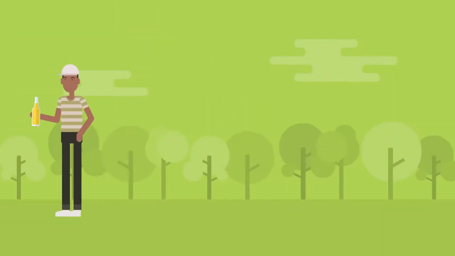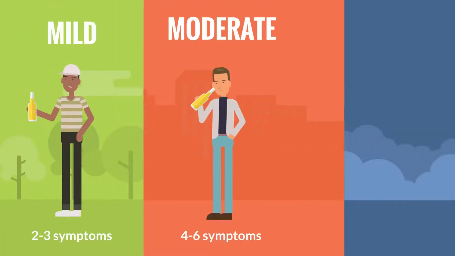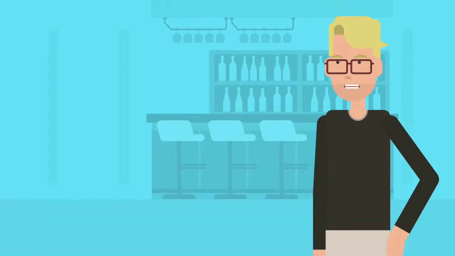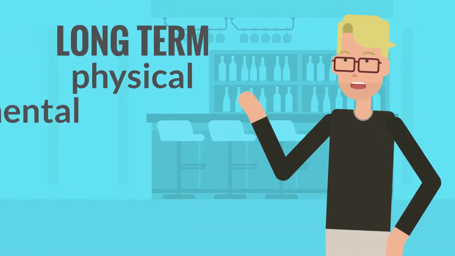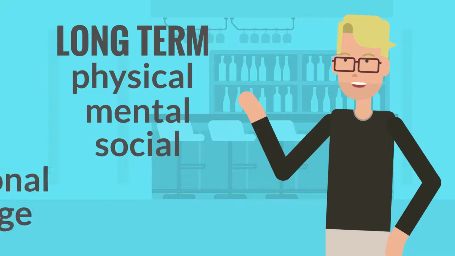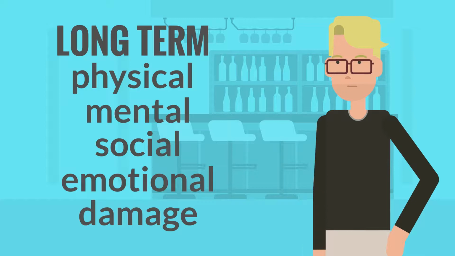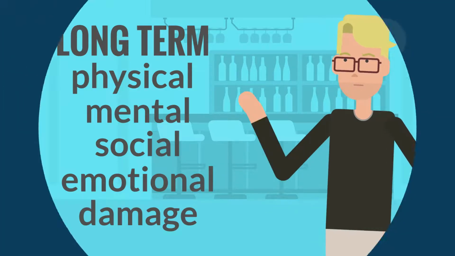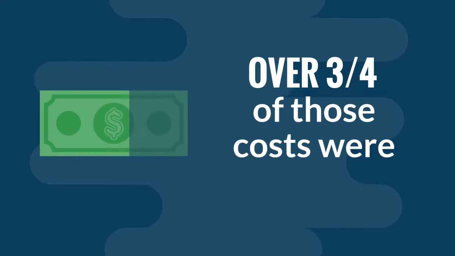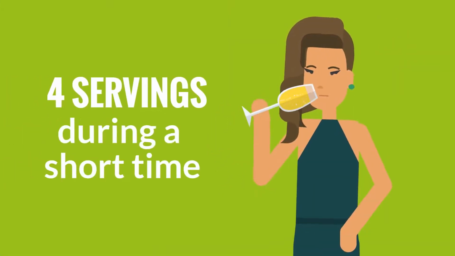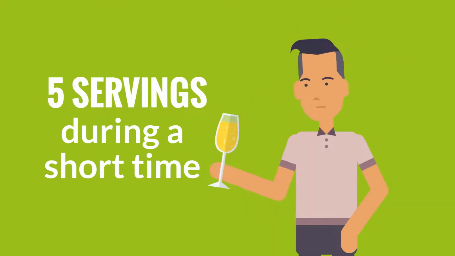As you can imagine, the more of these types of symptoms a person has, the more problems alcohol is starting to cause in their lives. A problem with alcohol can cause long-term physical, mental, social, and emotional damage. You don't have to have a chronic problem with alcohol for it to be a problem for you. When researchers looked at the cost of excessive alcohol drinking, they found that over 3/4 of those costs were due to binge drinking. That's drinking more than 4 servings during a short interval for women and 5 servings for men.